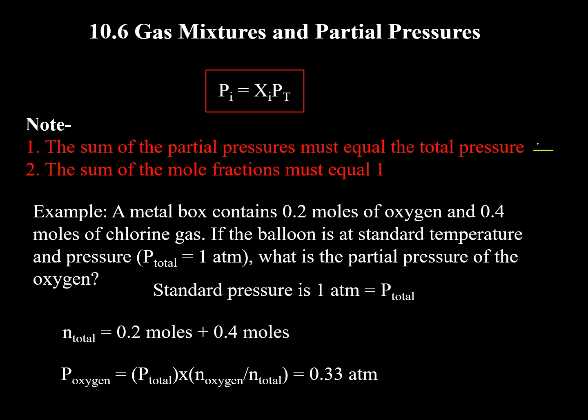It's good to keep in mind that the sum of the partial pressures must equal the total pressure. So PA plus PB plus PC must equal the PT. And the mole fractions XA plus XB plus XC, etc. must equal 1.